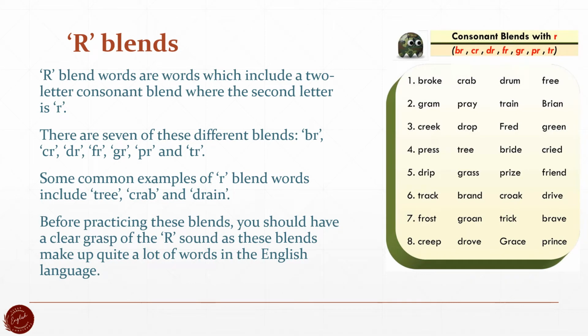The R blends. The R words are words which include a 2-letter consonant blend where the second letter is R. There are 7 of these different blends: the BR, CR, DR, FR, GR, PR, TR. The common examples of R blend words include tree, crab, drain. Before practicing these blends, you should have a clear grasp of the R sound, as these blends make up quite a lot of words in the English language. Let's practice a few in the next slide.